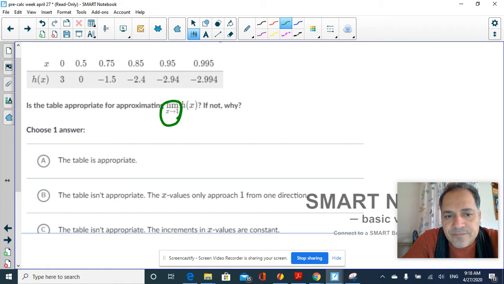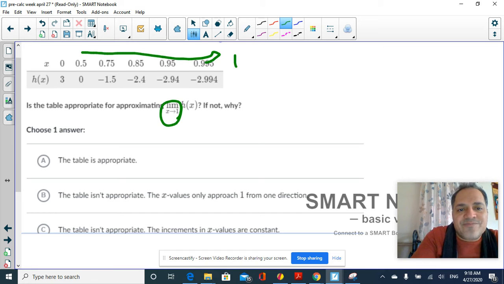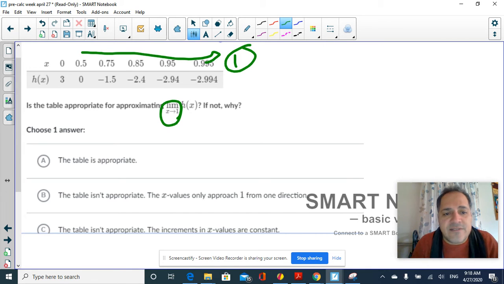So, is it an appropriate table? Is it the perfect table we can use or not? No. Why? Because if you look here, it just tends to 1 from one direction, not from both sides.